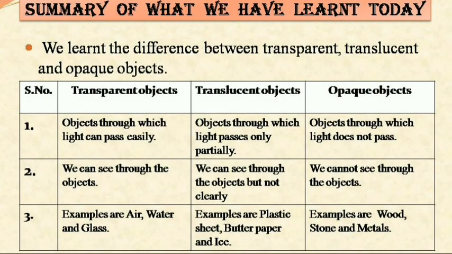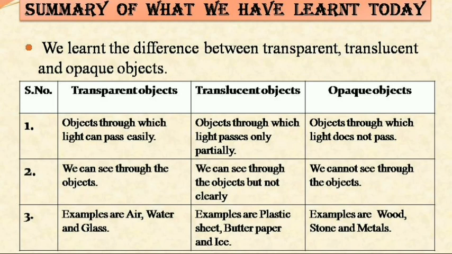We also learned the difference between transparent, translucent and opaque objects. We learned that transparent objects are those objects through which light can pass easily. Translucent objects are objects through which light passes only partially. Opaque objects are those objects through which light does not pass at all. Transparent objects, we can see through them. Translucent objects, we can see through but not clearly. Opaque objects, we cannot see through them.